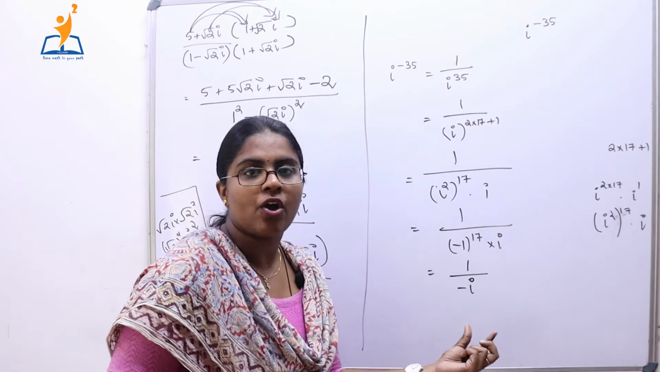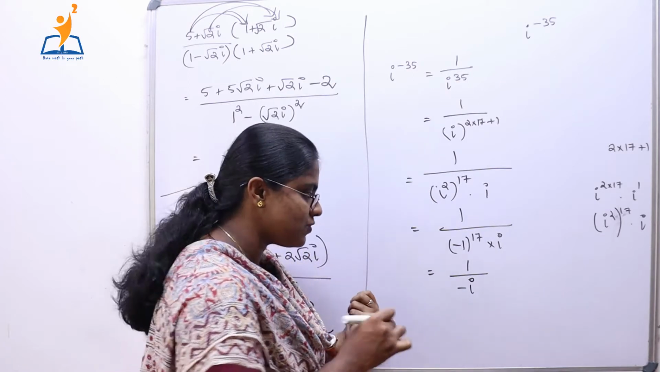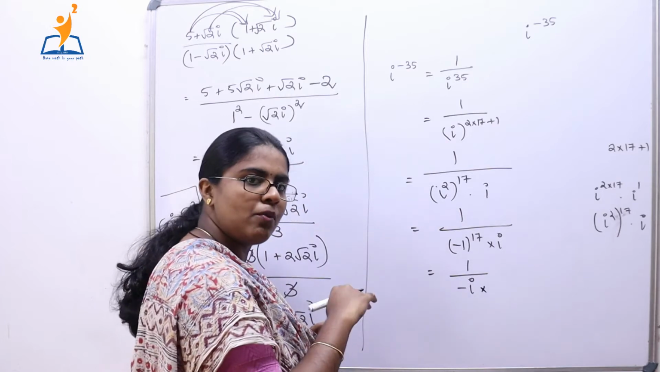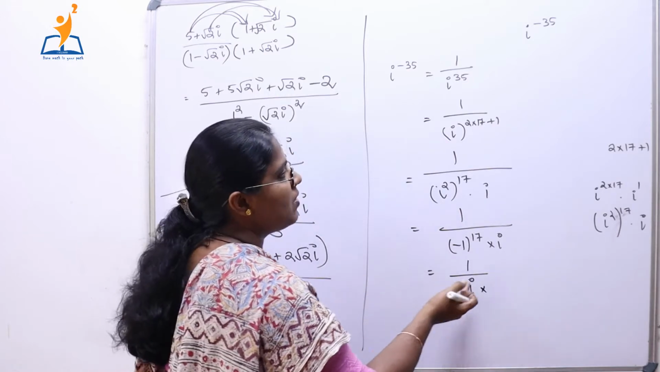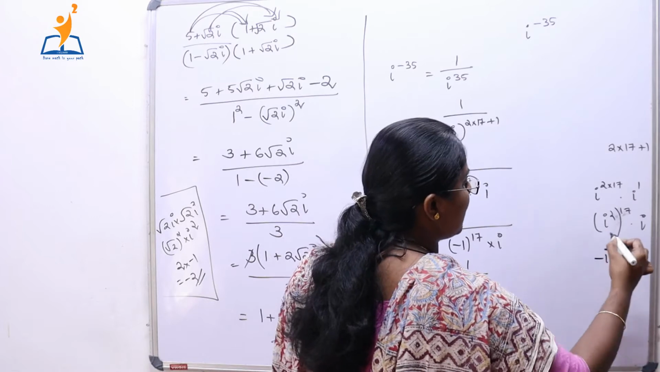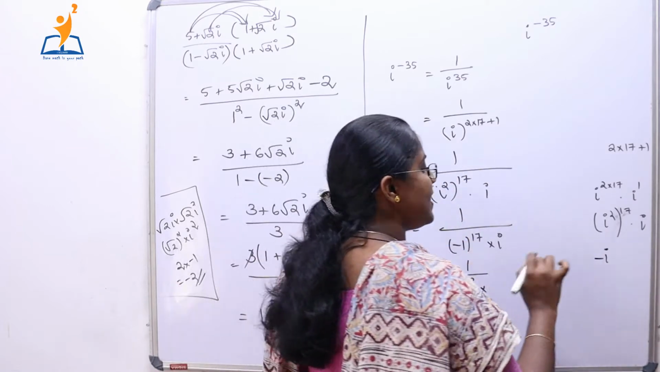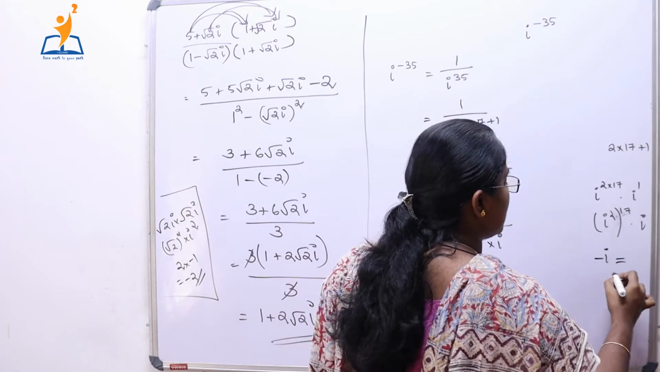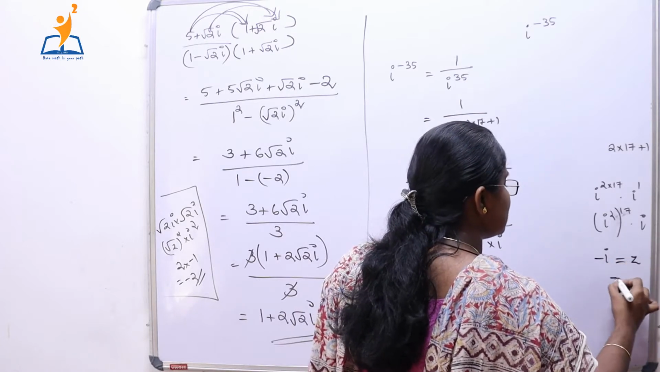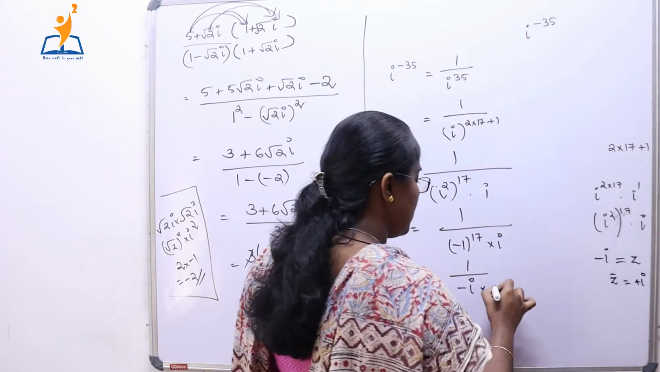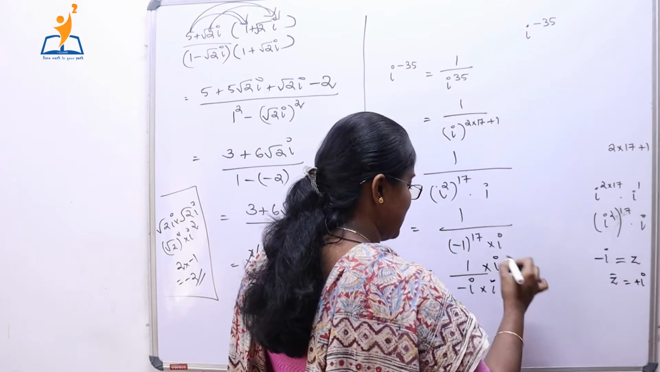So we have a complex number in the denominator. So we will multiply with the conjugate of this complex number in both numerator and denominator. What will be the conjugate of minus i? To find the conjugate, always change the sign of the imaginary part. So its conjugate will become, if this is Z, then Z conjugate is simply plus i. So plus i into plus i.